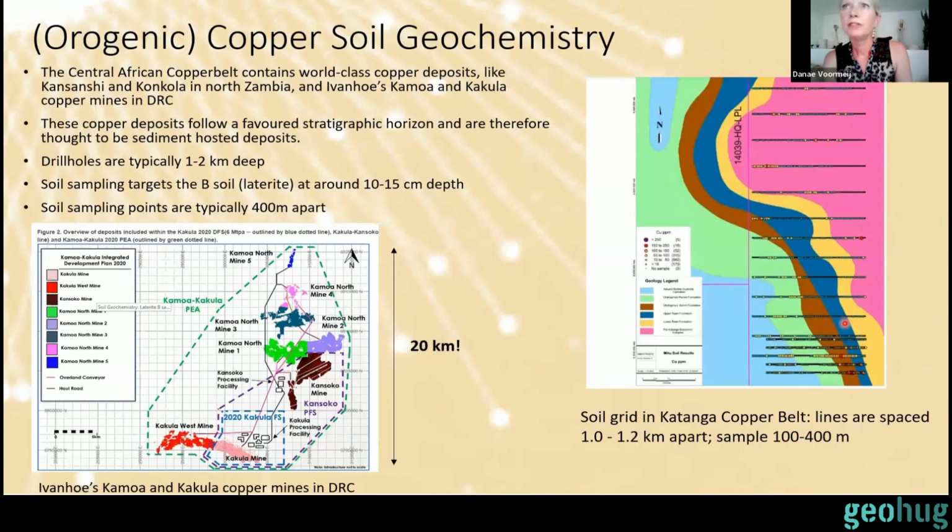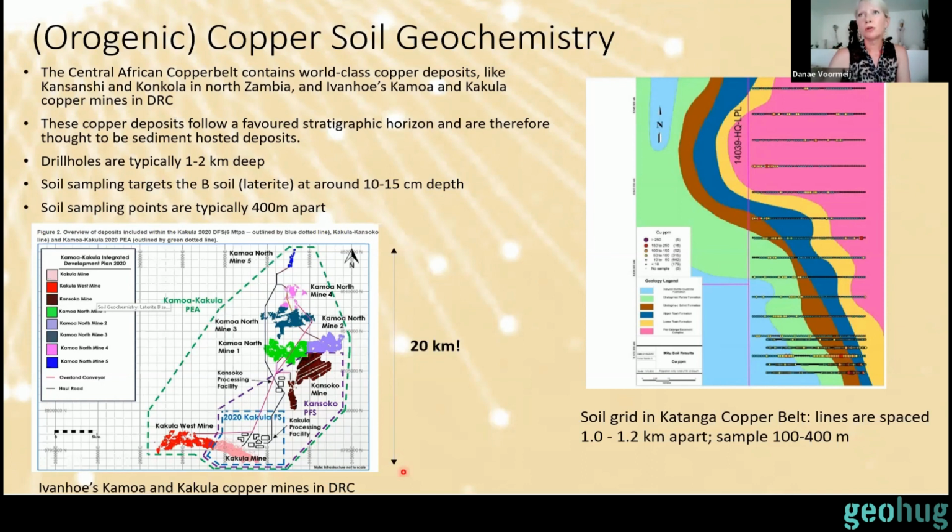I wanted to briefly talk about copper soil geochemistry. Last year I had the pleasure of working down in Zambia in the African copper belt. And these copper deposits are huge, they're enormous. So here's Ivanhoe's Kamoa and Kakula copper mines. Look at this, it's 20 kilometers of mineralization. These are huge sheets of mineralization, stratiform copper.